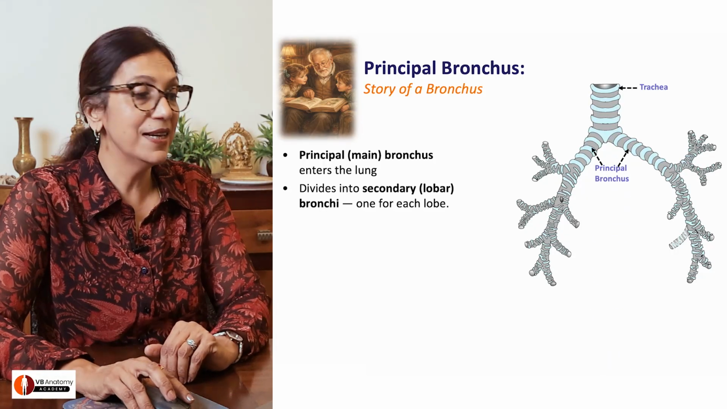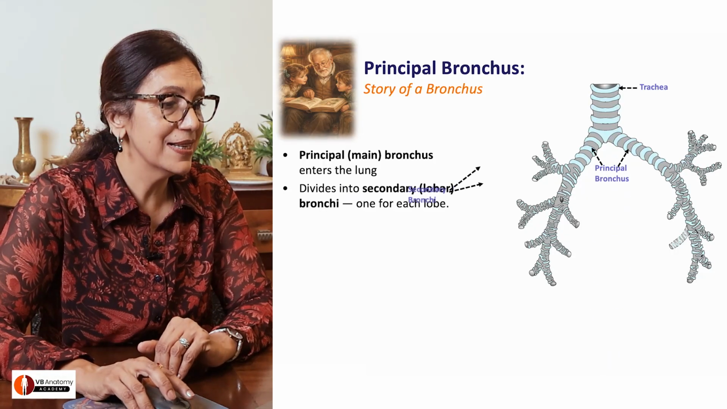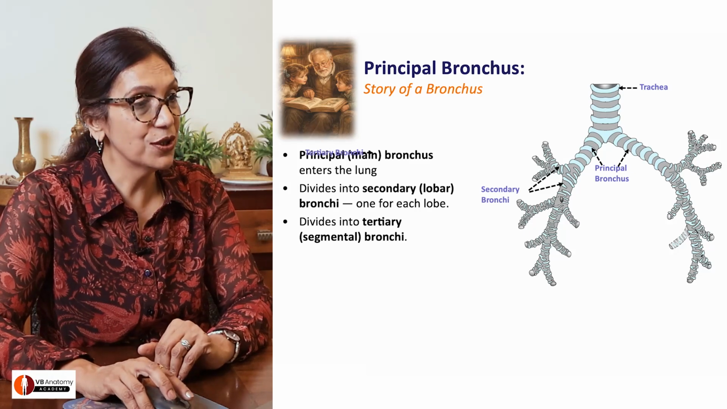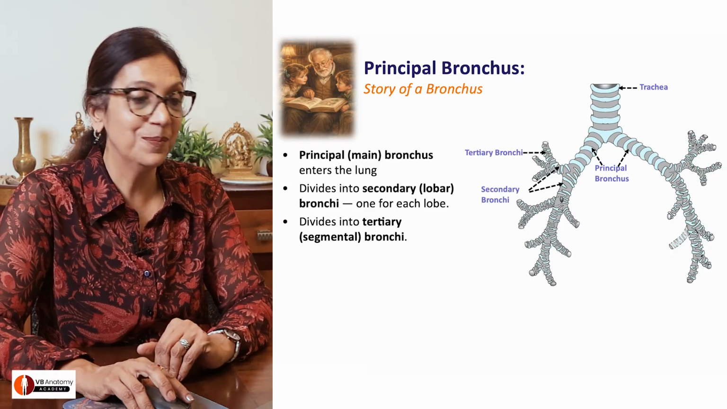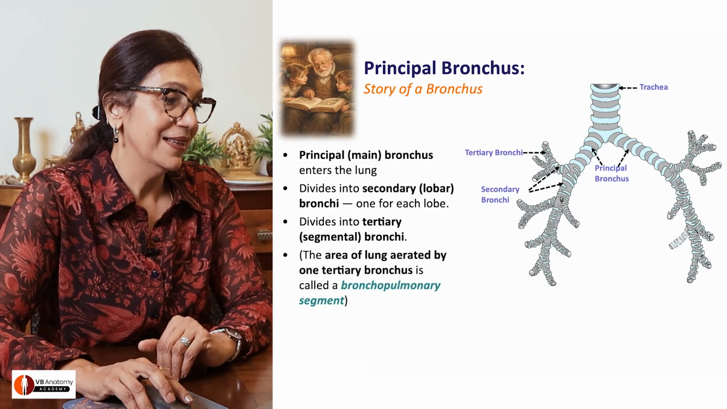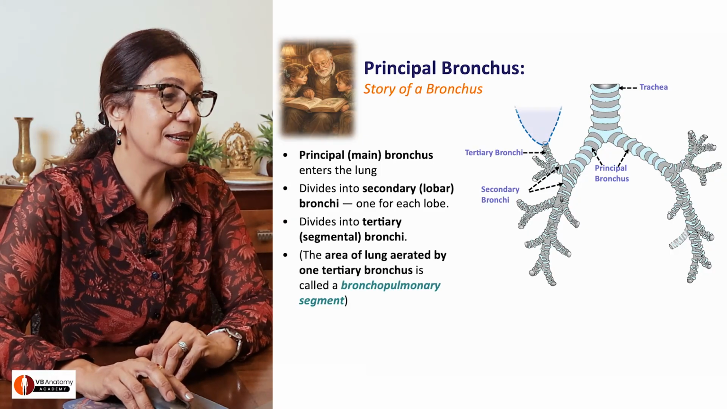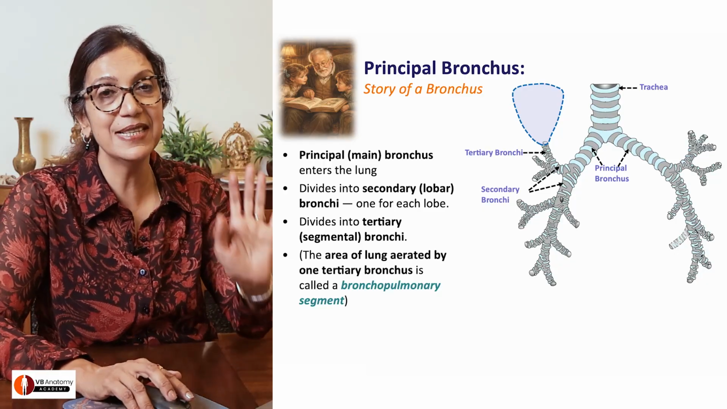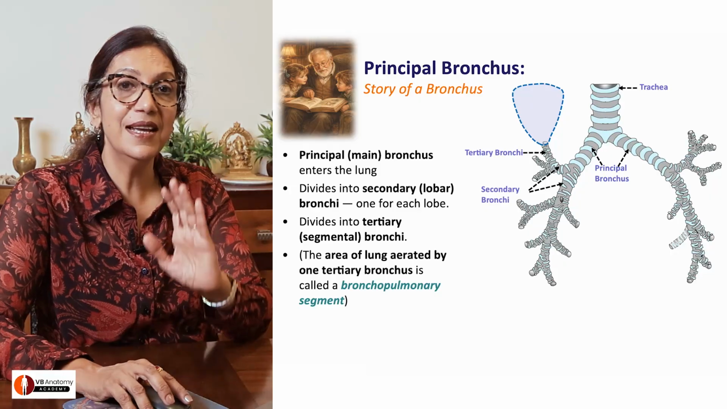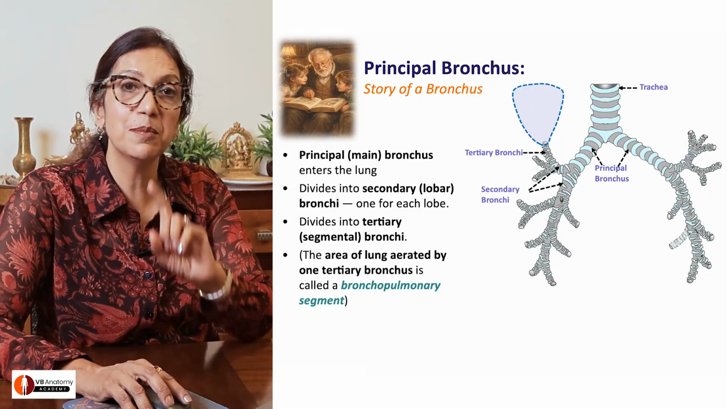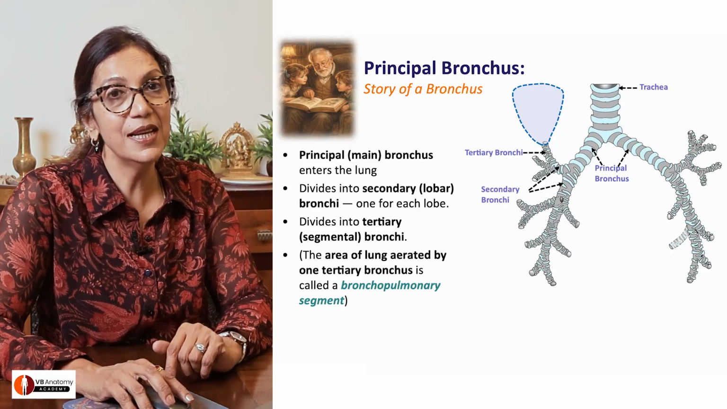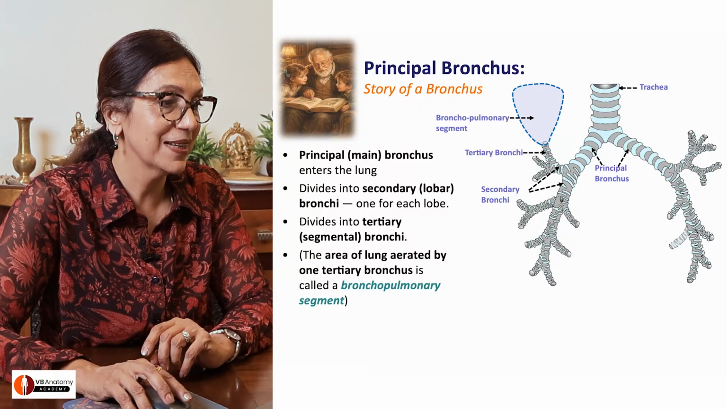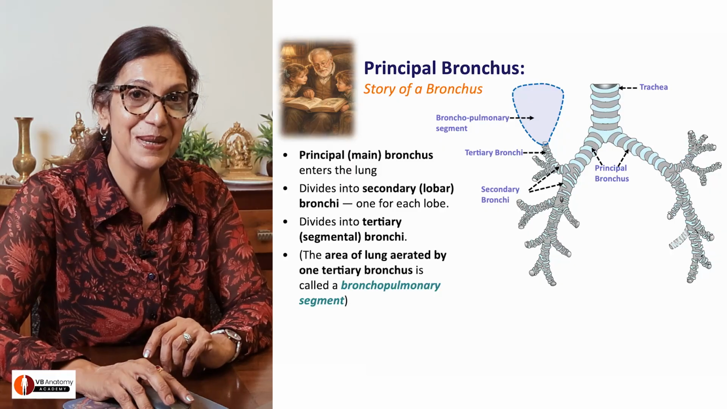Then it got divided into secondary bronchi. See here. Which then got divided into tertiary bronchi. See here. And the area of lung aerated by one tertiary bronchus is called as a bronchopulmonary segment. Easy? The area of lung aerated by one tertiary bronchus is called as a bronchopulmonary segment. See there. Nice and wedge-shaped?